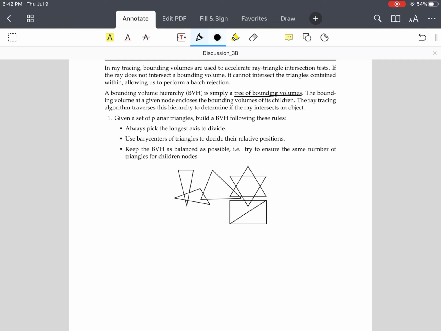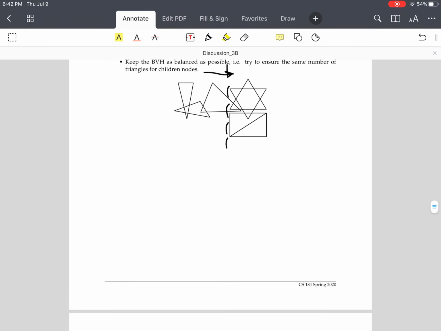Okay, this is the set of triangles we have. Looks like we have 4 on the right, 3 on the left, so 7 total. Let's see how we can split this up. The first instruction we had was pick the longest axis. In that way, it seems it's this way, right? So what if we divided right there along that line? Let me shift this up. Okay, there we go. That's going to split us up into 2 subvolumes.